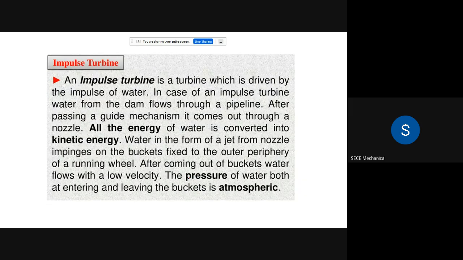So this is an impulse turbine, what I said right now. All the energy of water is converted into kinetic energy, right? Water comes in the form of a jet from a nozzle. In a confined region, when the water flows, a high velocity impact is created.